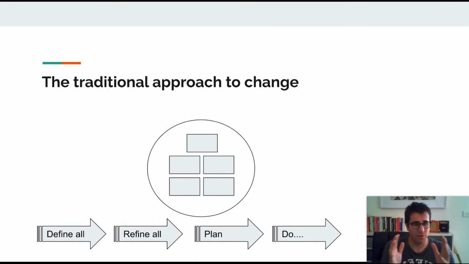What we're really talking about here is the refinement, the progressive elaboration, is that you don't have any progressive elaboration. Everything has to be elaborated at once. All five ideas have to be defined, and then all five ideas have to be refined. And then you have to plan them all at once. This is the waterfall approach.